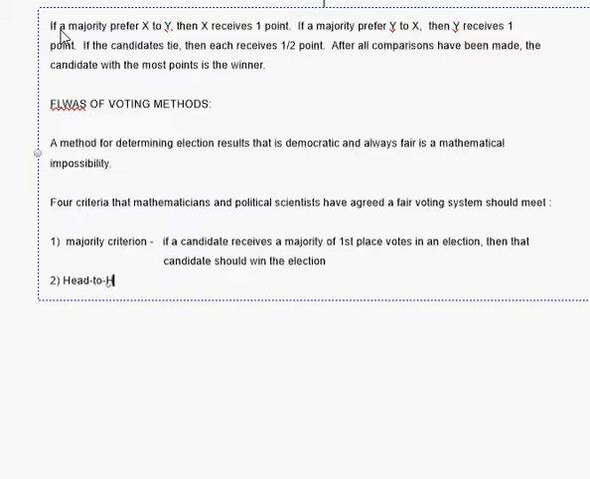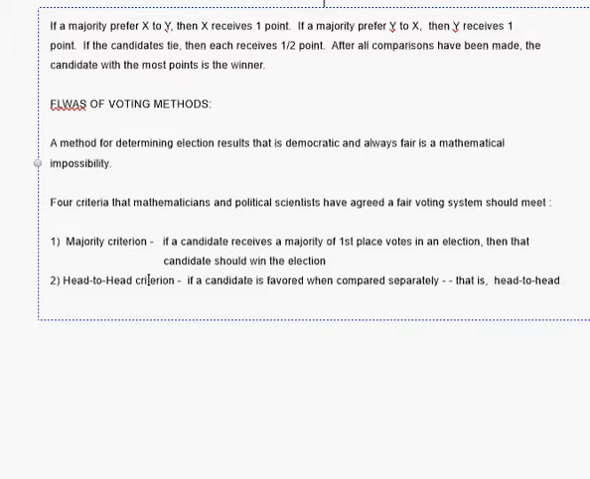2. Head-to-head criterion. If a candidate is favored when compared separately, that is head to head with every other candidate, then that candidate should win the election.